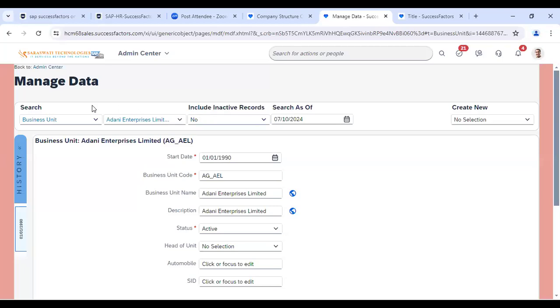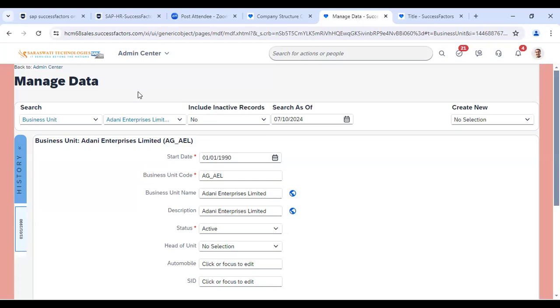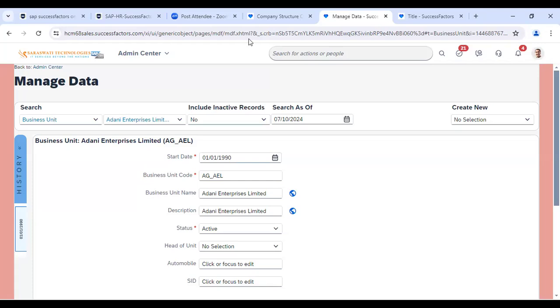So whatever the MDF data is called, migrated data, that is coming from legacy to this data. So this is the difference: whatever legacy data we have is in the managed org, pay and job structure, and the migrated data from the legacy to the system is what we have in managed data. This is the main difference between these two.